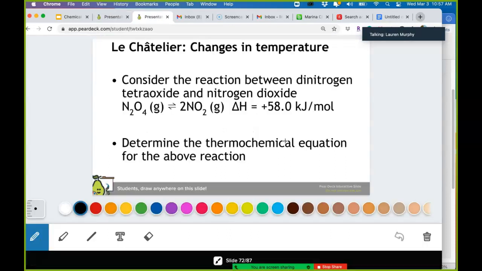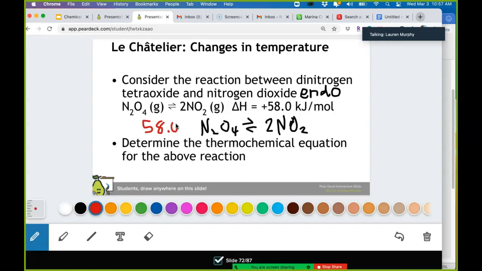So first things first, a delta H of positive 58 means the reaction is endo or exo? Endo. Positive H values are endothermic processes. So I ask you to write the thermochemical equation above. That just means that you include the heat on the proper side of the equilibrium arrow. If it is endothermic, heat is going in. So the heat would be a reactant.